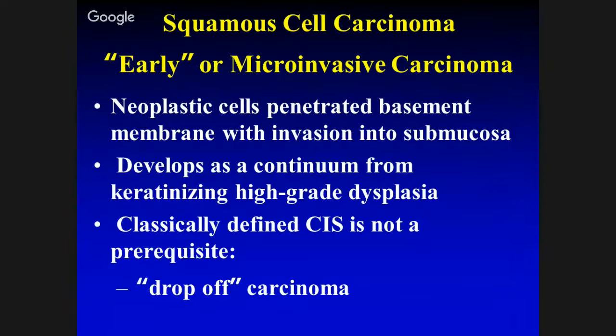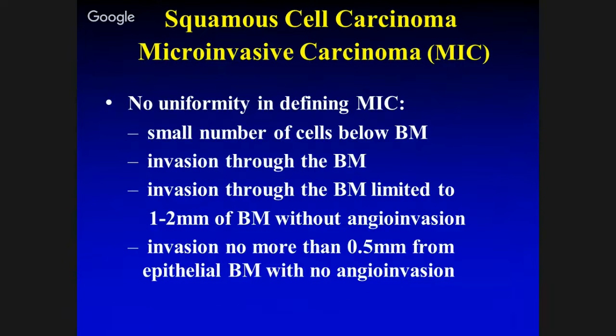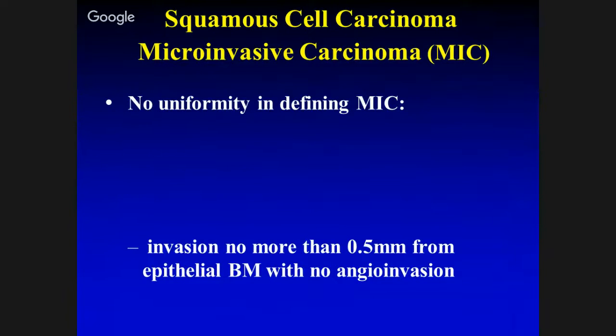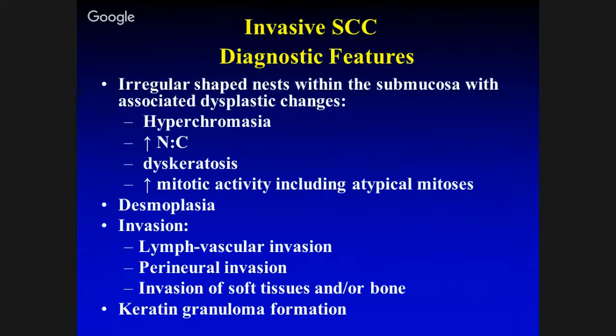There are many definitions for this. The most important one is this one, 0.5, and if you've looked at upper airway biopsies, and I know you have, they're tangential. They're not always going to give us the best opportunity to measure, but it's from the nearest basement membrane to the invasive cancer, no more than 0.5 millimeter, and no angioinvasion. So if there's angioinvasion, it's not a microinvasive cancer.